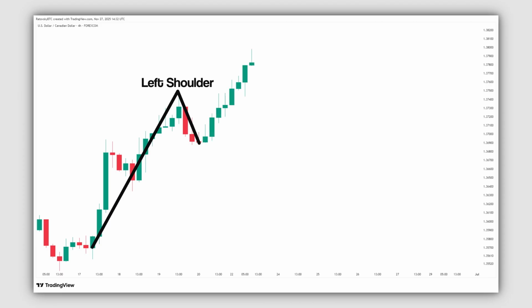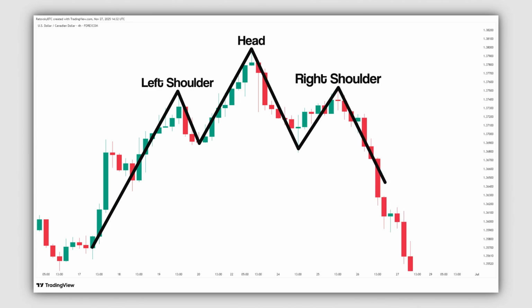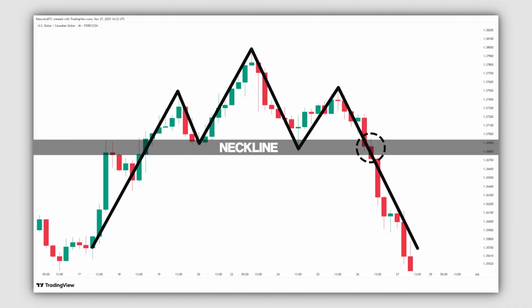Then it creates the head, a stronger push making the highest point of the structure. Price pulls back again and forms the right shoulder, which fails to reach the height of the head. The pattern confirms only when price breaks the neckline that connects the pullback lows.